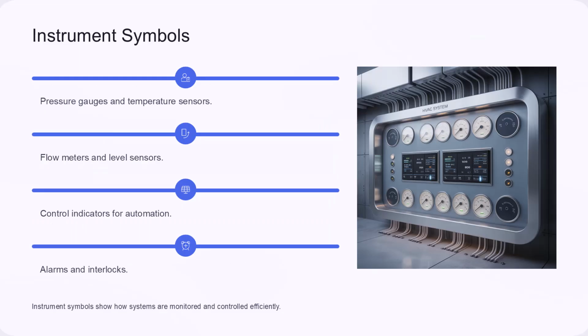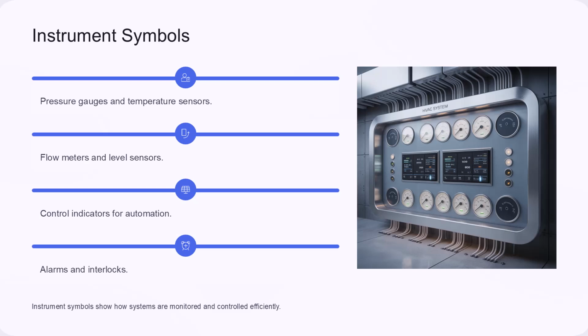Instrument symbols. Let's now examine instrument symbols. Pressure gauges and temperature sensors help monitor conditions continuously. Flow meters measure the movement of fluids through pipelines. Level sensors detect storage tank levels. Control indicators connect to automation systems to regulate operations. Alarms and interlocks warn staff of unsafe conditions.